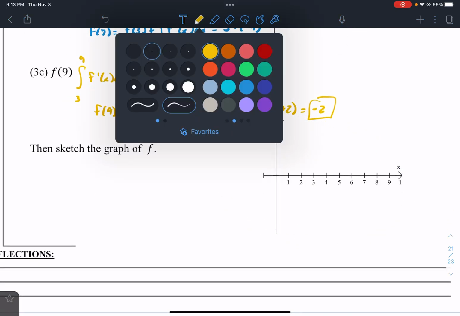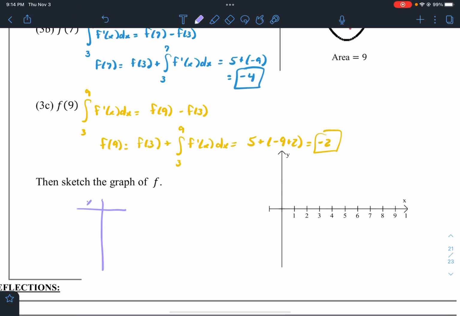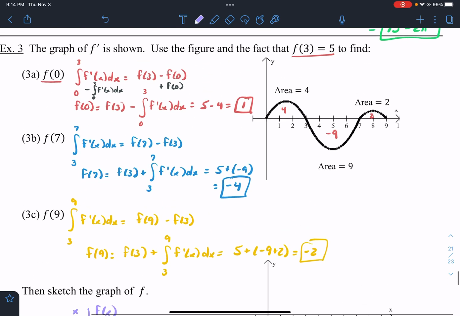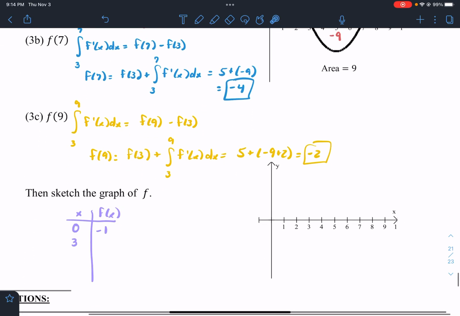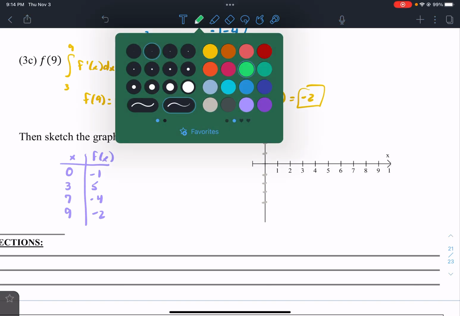So let's see if we can get that together. I'm just going to do my x's and my f of x. So 0, -1 was given, 3, 5. That was the given piece here, just to make sure y'all can see that. So (3, 5) was a point that I had. Then I had the point (7, -4). And then I had the point (9, -2). So I'm going to go ahead and place those points on. I'll go ahead and give myself a small scale here, something like that. Let's get a few points.